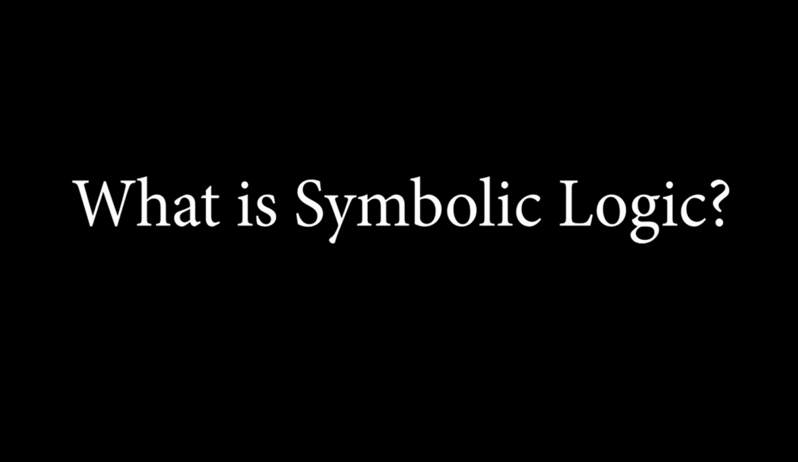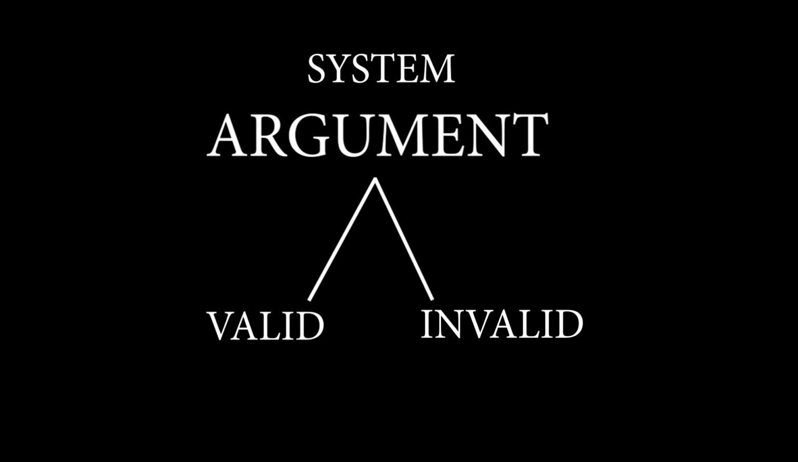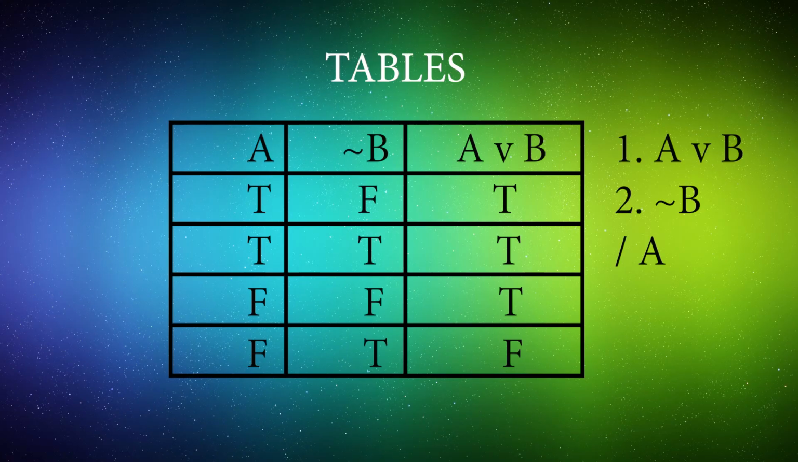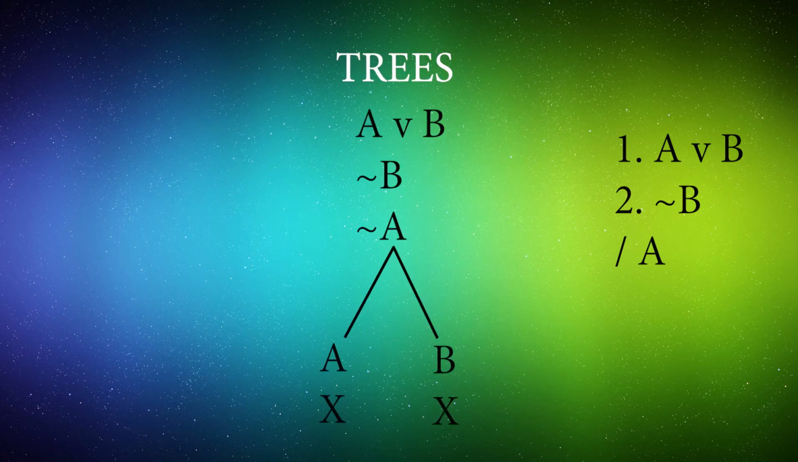Today we are going to talk about what symbolic logic is. It's basically a system that is used to determine when an argument is valid or invalid. There are multiple ways that one can use this system to those benefits.